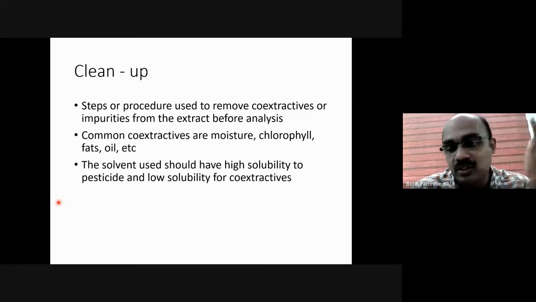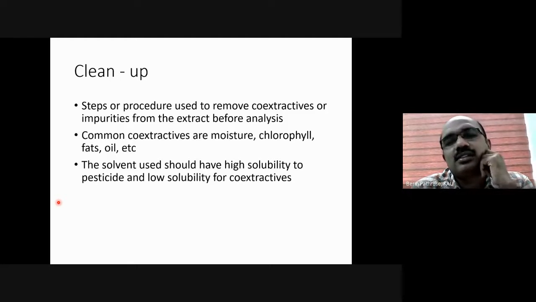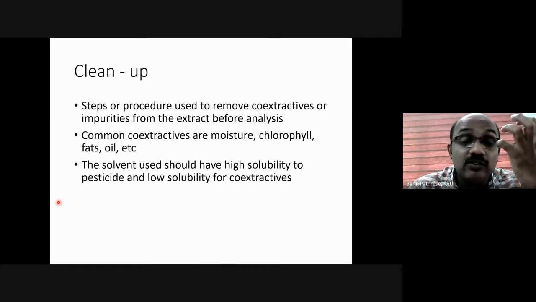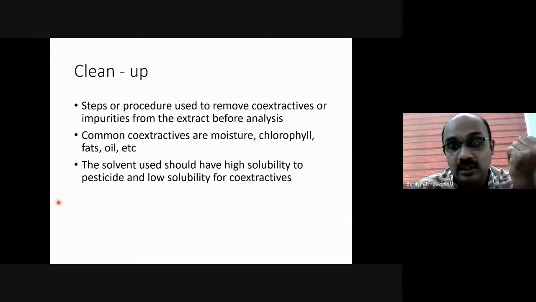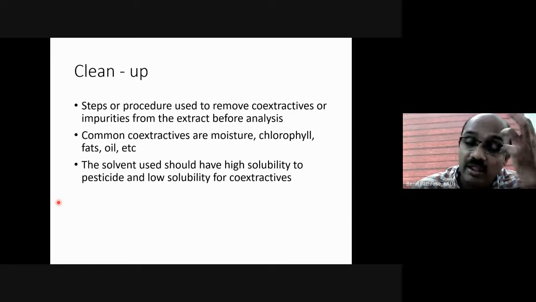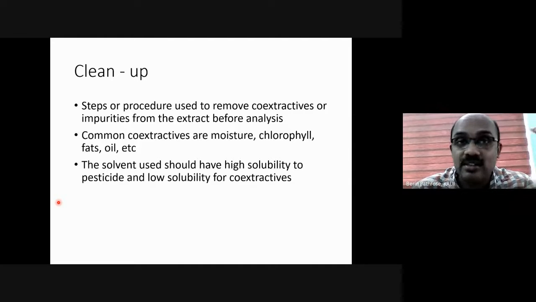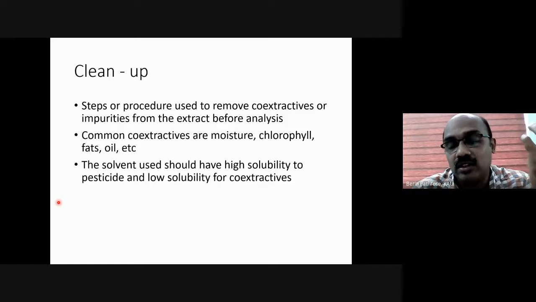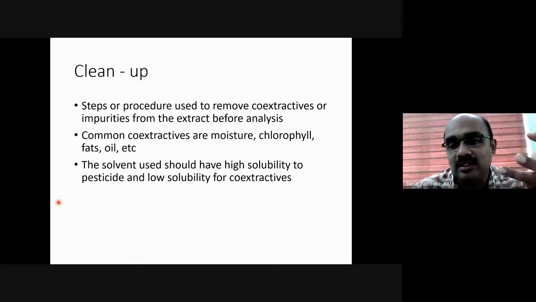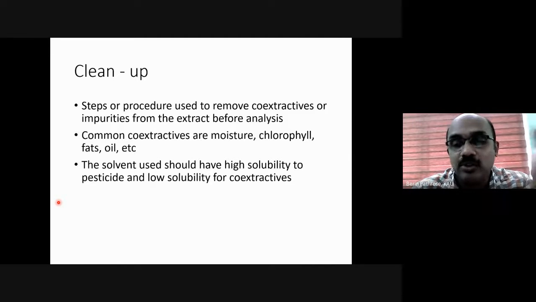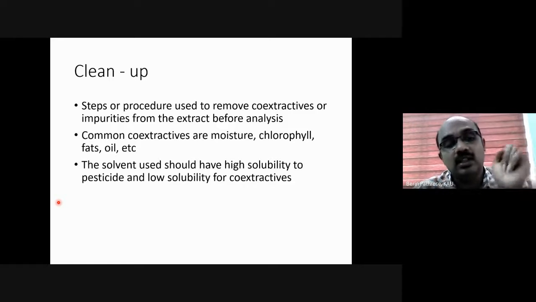You may have to go for additional steps for certain commodities such as curry leaf. Curry leaf has very high phenol content. This high phenol content will affect the instrument, so we may have to have an additional step to remove it. We use activated carbon and the like to remove this phenol content. So for certain commodities, we may have to go for specific cleanup steps.